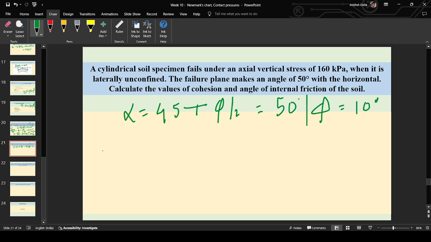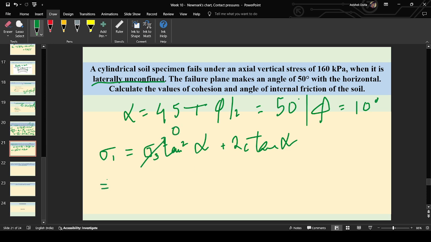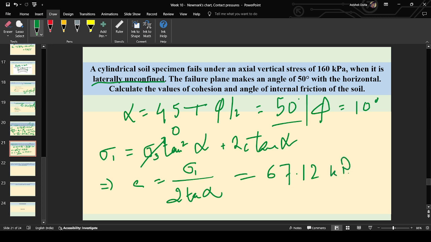So we know from triaxial testing, sigma 1, that is the axial stress, equals sigma 3, the confining pressure, times tan square alpha plus 2c tan alpha. Now in this case I have mentioned it is laterally unconfined, so sigma 3 equals 0. Rearranging this equation, you get C equals sigma 1 divided by 2 times tan alpha. Alpha is 50, right? So you get the value of cohesion approximately 67.12 kilopascal. And sigma 1 equals 160 kilopascal. This is sigma 1, 160 kilopascal. Clear?